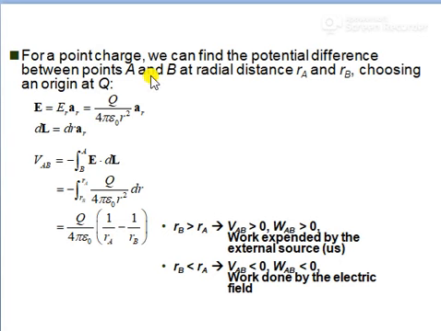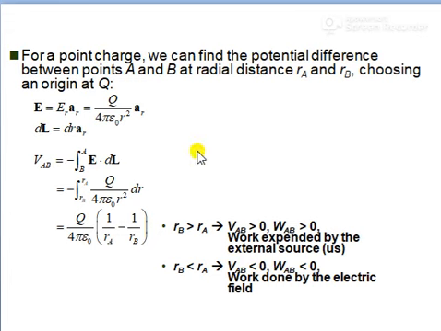If RB is greater than RA, then VAB is greater than 0 and WAB is also greater than 0. In that case, the work is expended by an external source, that is us. If RB is less than RA, then VAB is less than 0 and WAB is less than 0. This is work done by the electric field. So this is the potential difference for a point charge, choosing radial distances RA and RB.